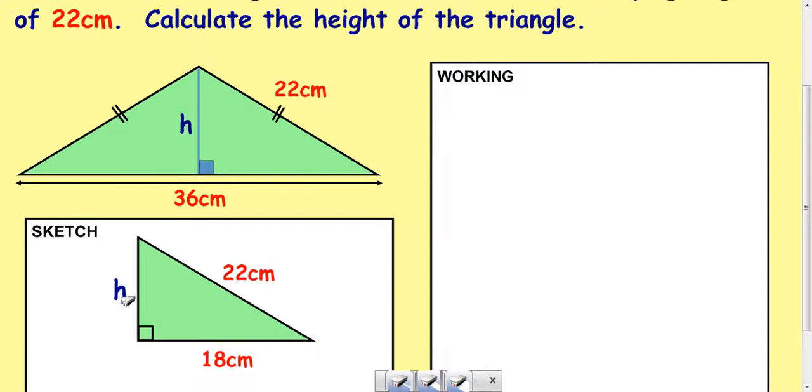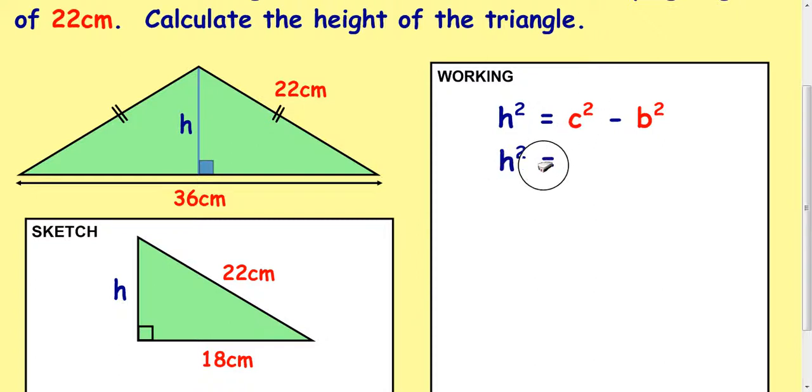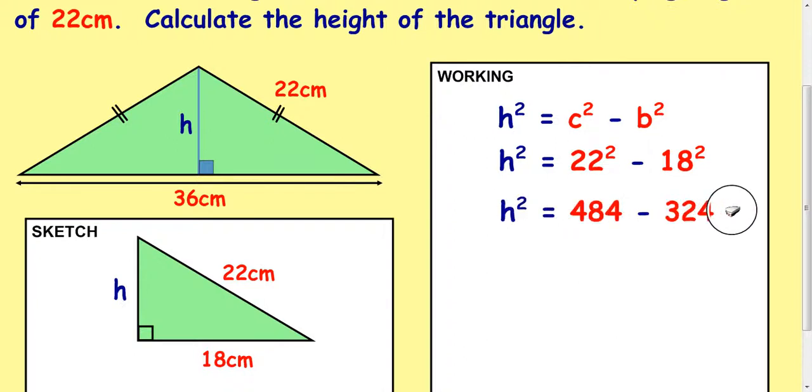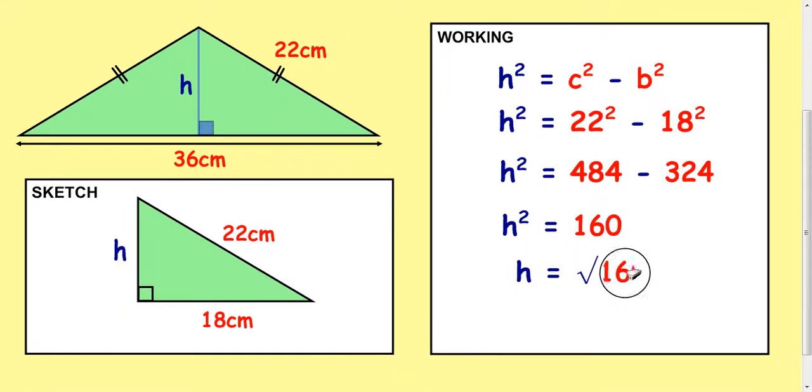Okay, so let's do the formula. So H squared equals C squared minus B squared, i.e. taken away from the longest side again. H squared is equal to 22, the longest side, squared, and you subtract 18 squared. If you square these out in your calculator, you'll get 484 and 324. Remember to take away and not add. I know I say that, but it's easy enough to forget that and add the things together. You get 160, and to find H, we square root 160, and that comes to 12.65.